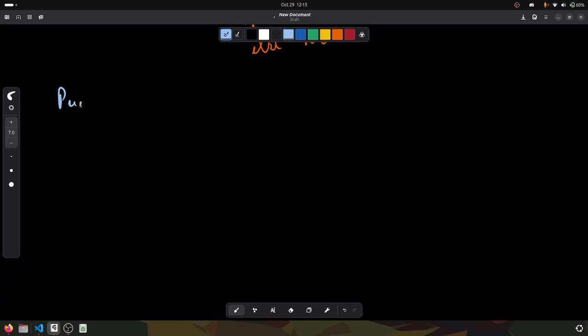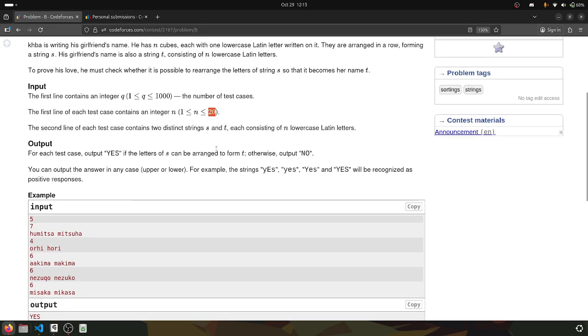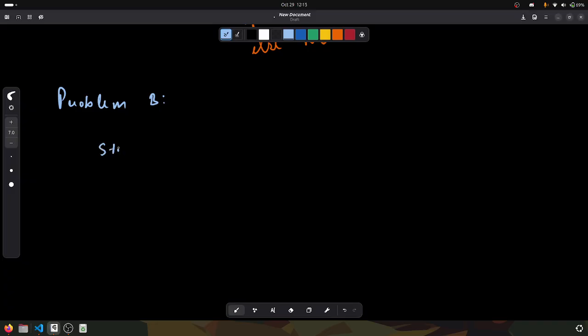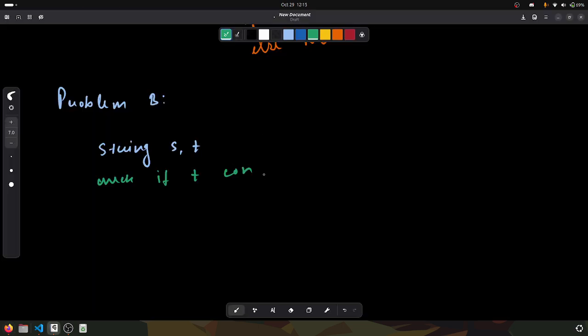Problem B. So we are given two strings, string S and T. And we need to check if S can be arranged to form T. Check if T can be formed by rearranging S.